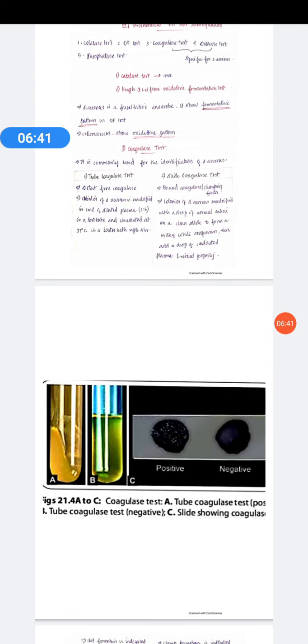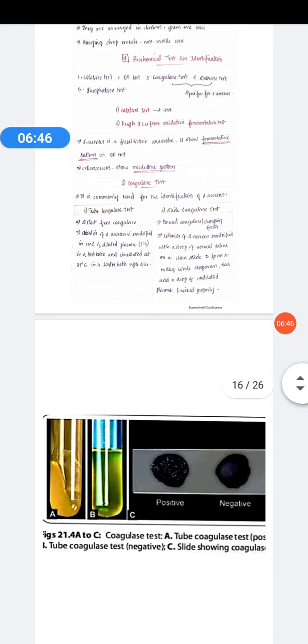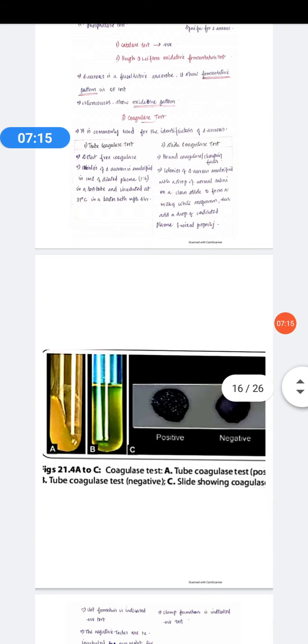So coming to the second one, that is the Hugh-Leifson oxidative fermentation test. We know Staph aureus is a facultative anaerobe, so it takes energy through fermentation in the absence of oxygen. So it shows a fermentative pattern in the oxidative fermentation test. We have to remember Staph aureus shows a fermentative pattern in the oxidative fermentation test, whereas Micrococcus shows an oxidative pattern.